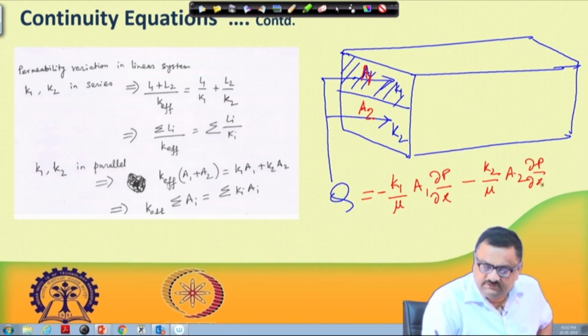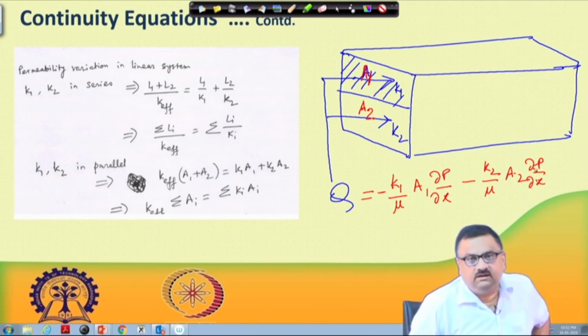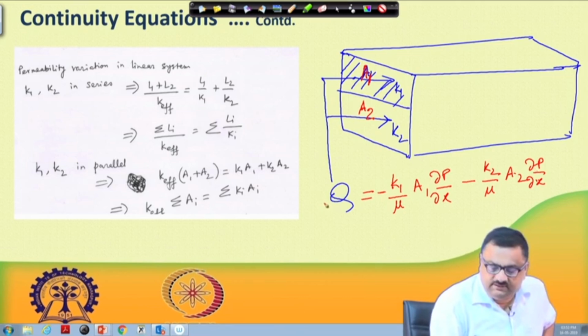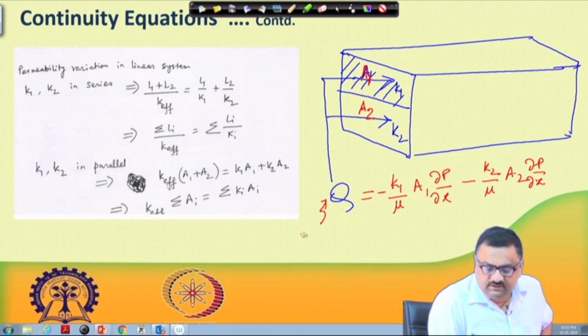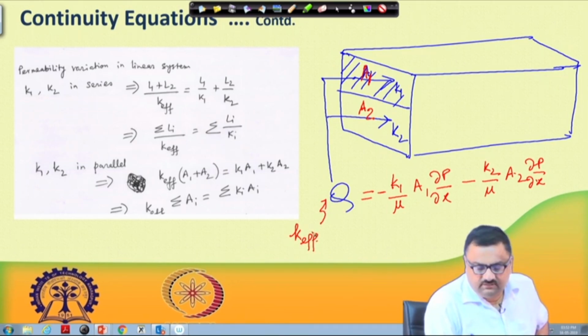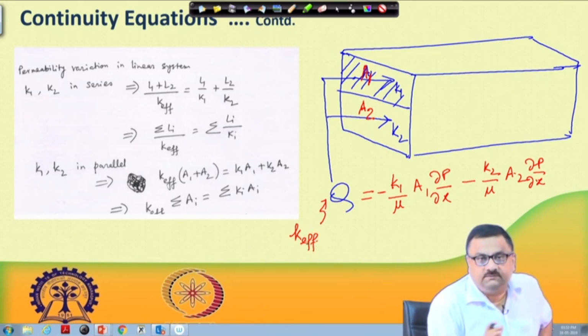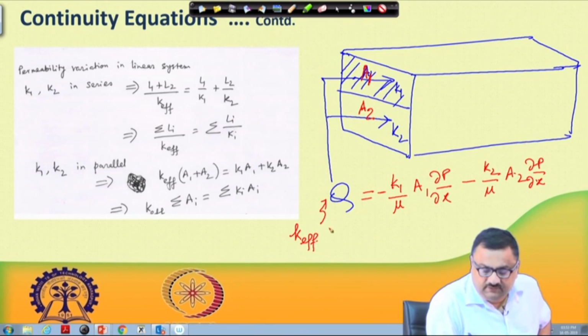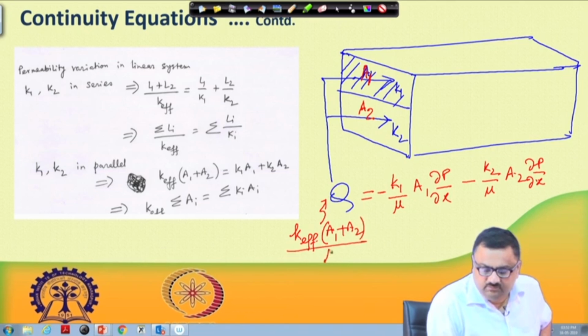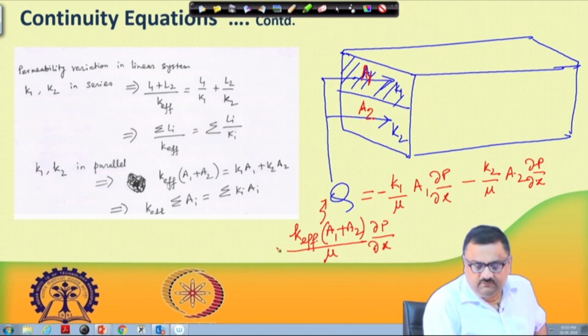Now, you are following the same pressure gradient here; they are just simple parallel flow. So, in this case, if somebody writes Q, what will it be? Q has to be written as K effective, as we had done earlier in the case of permeabilities in series, into the total area A1 plus A2, divided by mu, times del P del x. So, the pressure gradient remains the same with a minus sign.